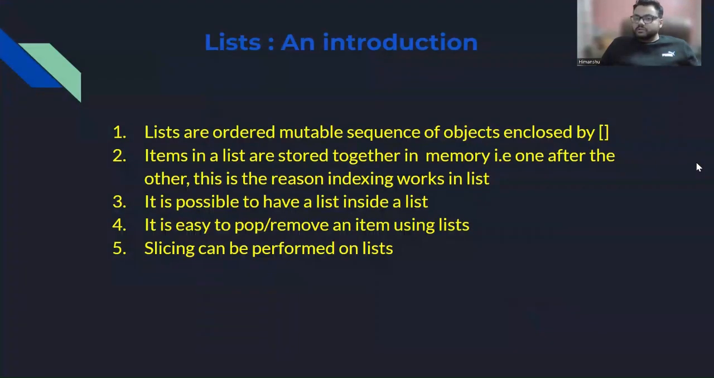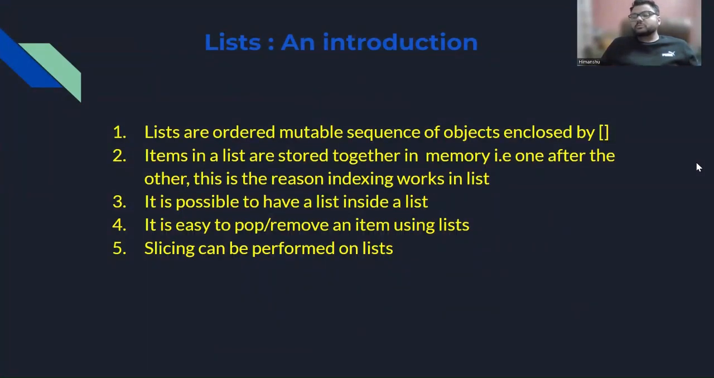They are mutable, which means the values can change inside the list, and also it is ordered. It means we can perform indexing over it quite easily. The reason we are able to do indexing is that in a list the elements are stored together in memory. So this is one of the reasons we can do indexing.